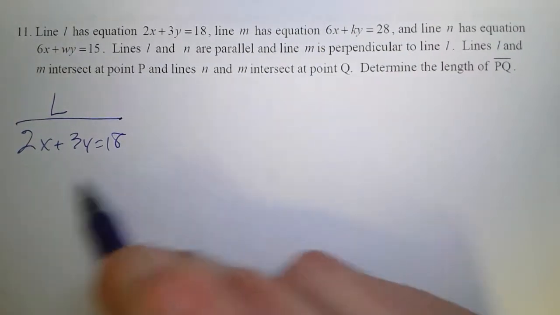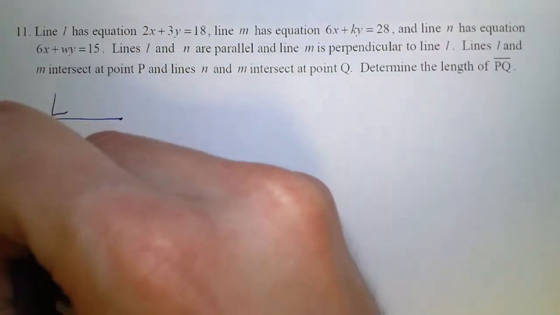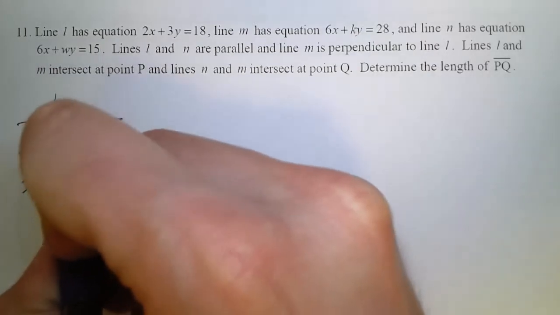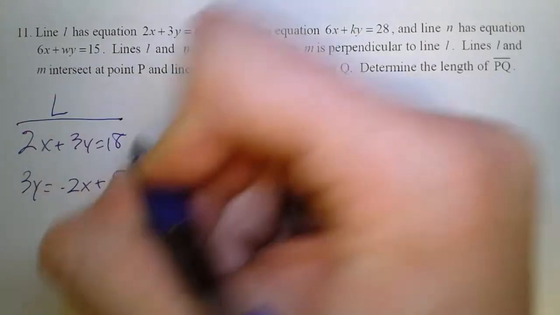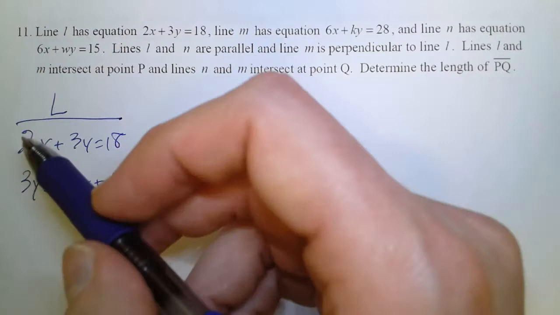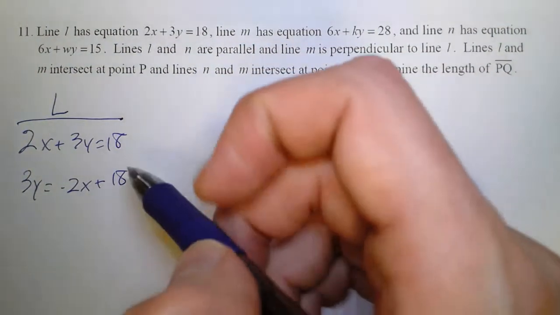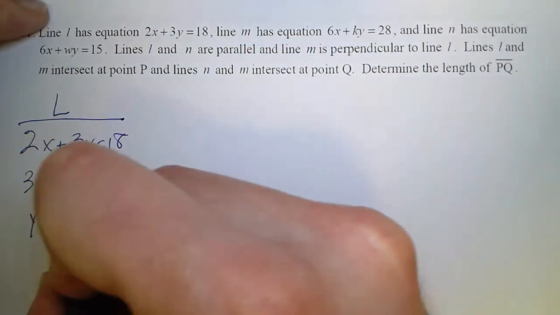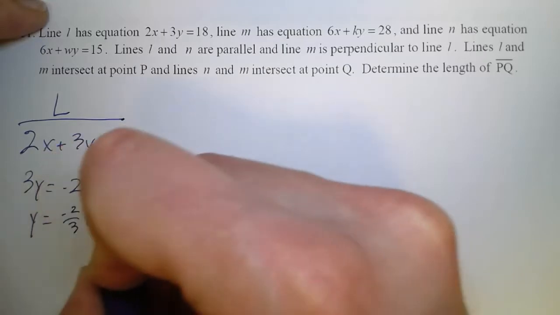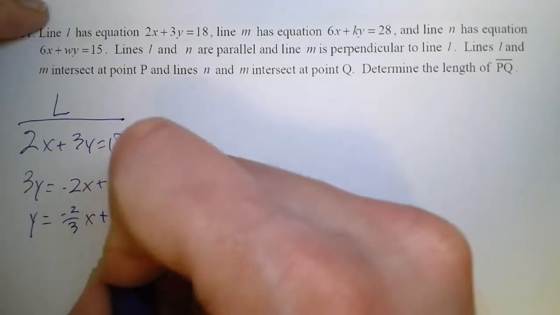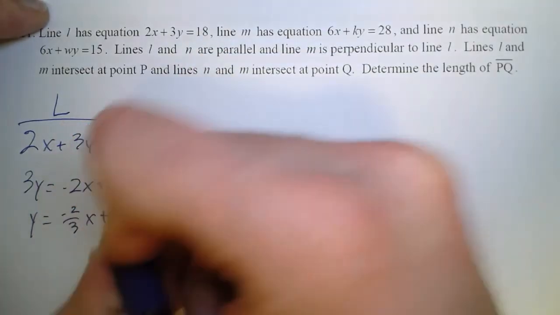So first I subtract the 2x over, so we have 3y equals negative 2x plus 18. And then I'm going to divide by 3. So y equals negative 2/3 x plus, and then 18 over 3, that's going to be 6.